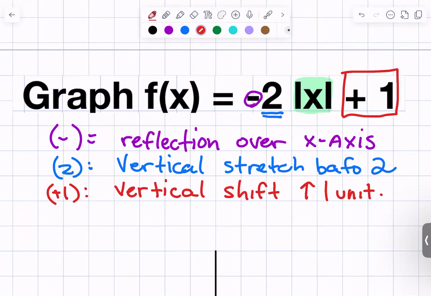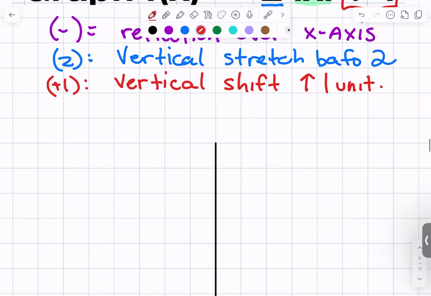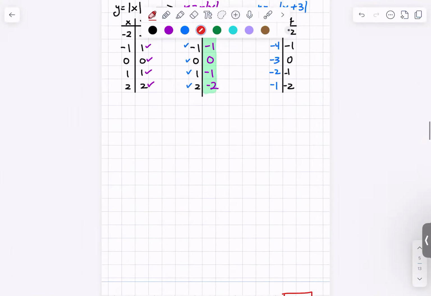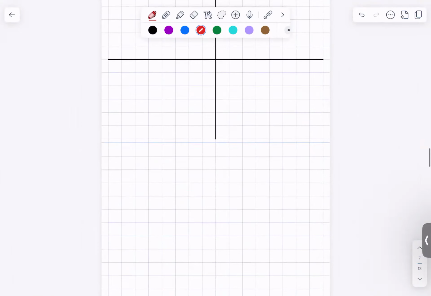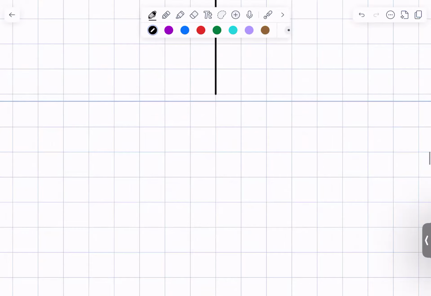So we have the descriptions of this. And remember, we're going to shift last. Okay? We're always going to shift last. Okay, so in this case, class, I am going to do the points first. Okay? So I want to give you a different perspective.